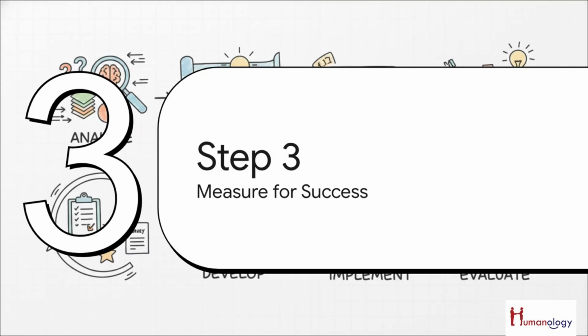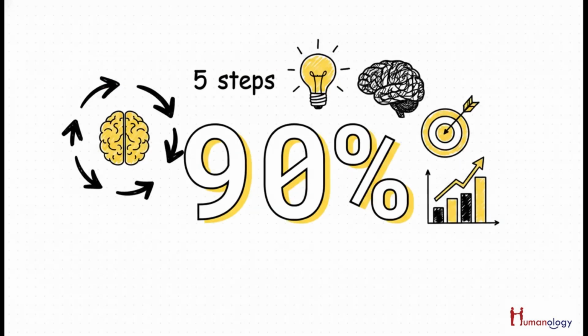But how do we know if our design works? We set a clear target. And that brings us to our third and final phase, measuring for success. Our goal, 90% viewer recall of the 5 steps. Yep, that's our measurable outcome. It's not just us hoping you learned something. It's a real, concrete target that we're aiming for with this whole thing.